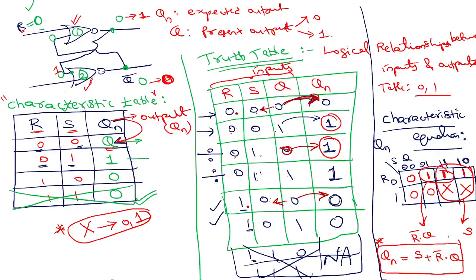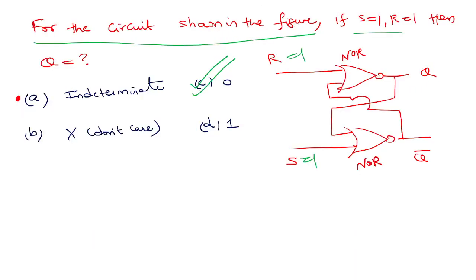Similarly, 1 to 0. Where is 1 to 0? Find 1 to 0 here. Here, the last one. For 1 to 0, only one condition exists. R equal to 1, S equal to 0. That's a reset condition. You know, no?